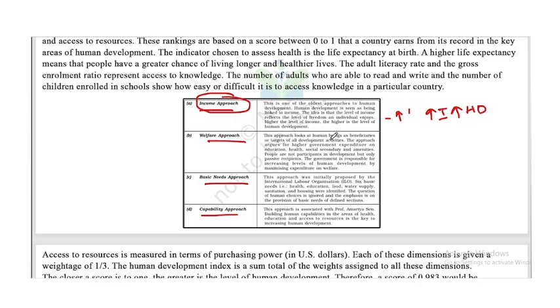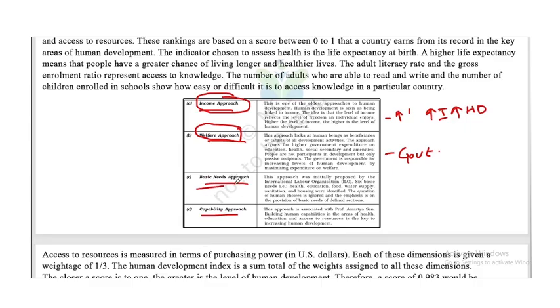Now, the second one is the welfare approach. This approach looks at human beings as beneficiaries of all development activities. The approach argues for higher government expenditure on education, health, social security and amenities. People are not participants in development but only passive recipients. The government is responsible for increasing the level of human development by maximizing expenditure on welfare. So here the government should focus on welfare, and the people are only passive recipients.